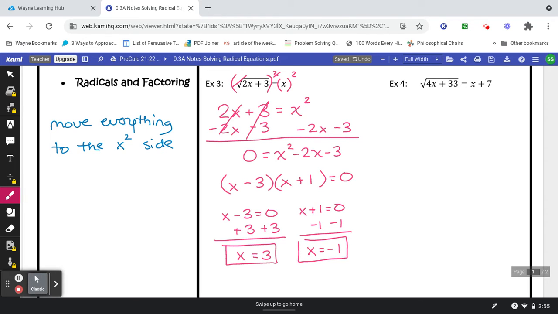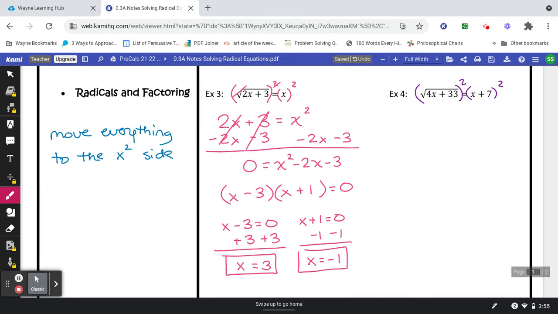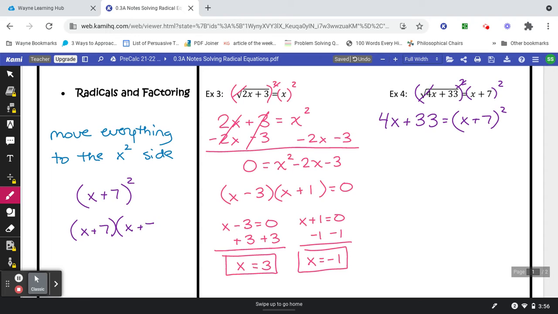Okay, for example number 4, again, we'll square both sides. The square root and the square cancel out, leaving 4x plus 33. And then over here, we have x plus 7 squared. And this part right here, we're going to do off to the side, x plus 7 squared. In order to do this problem, we actually have to write it twice, and then we'll need to FOIL. Write it twice and FOIL.